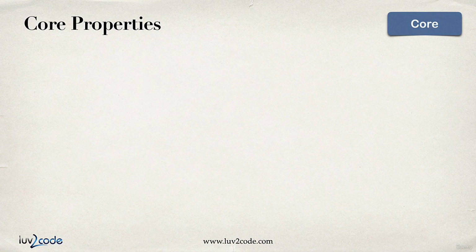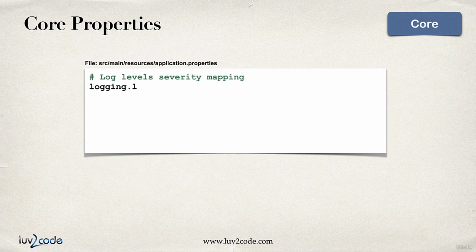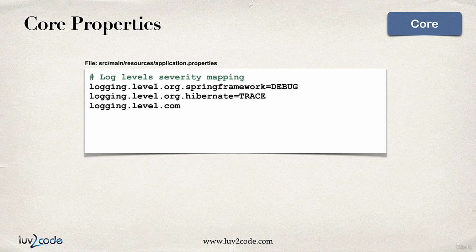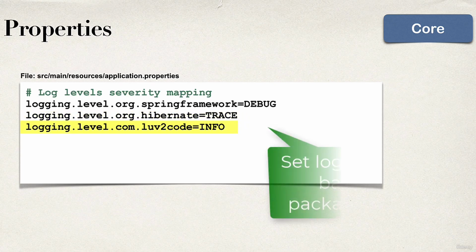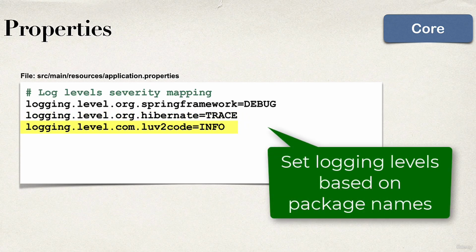Okay, so let's start with the core properties. So again, in this application.properties file, we can set up the logging levels and set up different severity mappings for those given packages or for those given projects. So for example, if you'd like to set up the logging level for org.springframework, set it to debug. You could set org.hibernate to trace levels, and you can also set com.lovetocode to info level. So basically you're setting these logging levels based on the actual package name. And this applies to all sub packages for those given projects or package names.